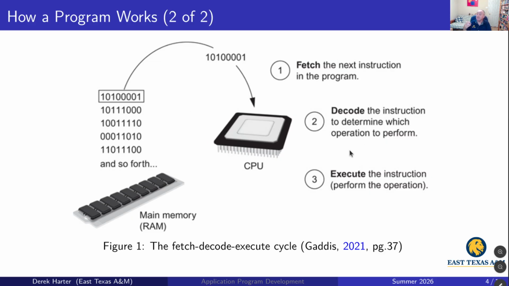Okay, so here's a figure of what I was just discussing, right? So think of this as a loop that happens forever, and it happens very fast, billions of times per second. Fetch the next instruction, decode it, execute it, we're done with that instruction, get the next one, and keep going.